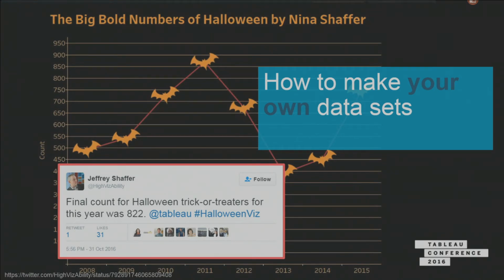So you can create your own data sets from something as small and mundane as how many trick-or-treaters come to your house. Quantify yourself, how far do you run, how fit are you, how many emails do you get, how little do you sleep because of the emails you get.